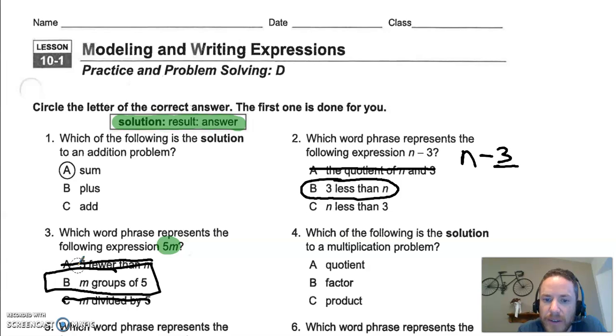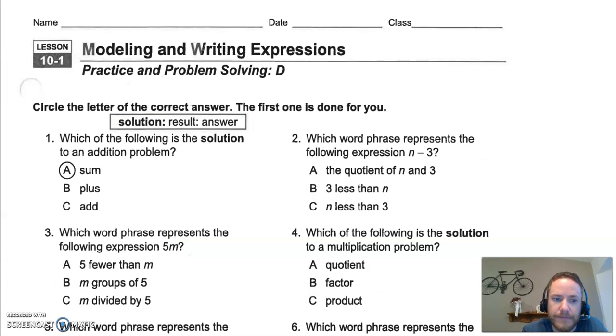Number 4. Which of the following is the solution to a multiplication problem? We already talked about it. The quotient is the solution to a division problem. The factor is part of a multiplication problem. C, the product, is the solution to the multiplication problem. It is C, product. Let's move on.